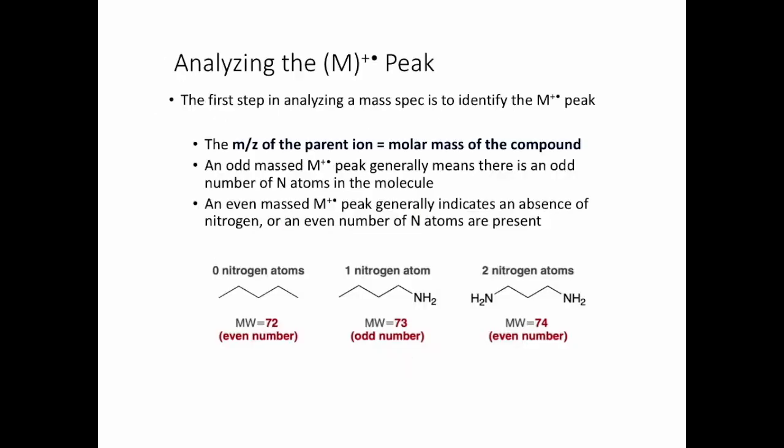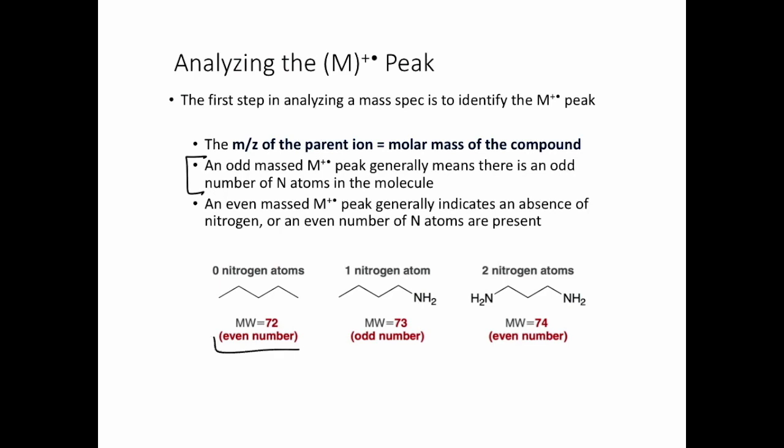The first step in analyzing a mass spec is to identify the molecular ion peak, because that's going to tell you the molar mass of the compound. This is one of the key pieces of information you can get from mass spec. Also, you should know that an odd-massed molecular ion peak generally means that there's an odd number of nitrogen atoms. An even-massed molecular ion peak generally indicates an absence or an even number of nitrogen atoms.